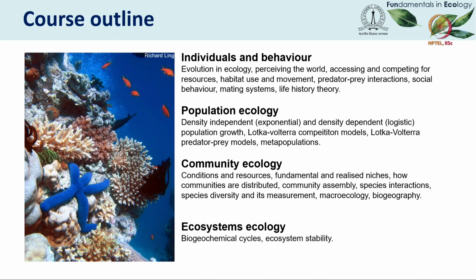How communities are distributed across space and time, how communities are assembled in terms of the various kinds of ways in which multiple species can come together to form a community, and how the population sizes of species differ within a community. We will look at species interactions like competition, facilitation, predation, various kinds of interactions that species have with each other, and how that leads to properties of communities. Species diversity and how we measure species diversity.